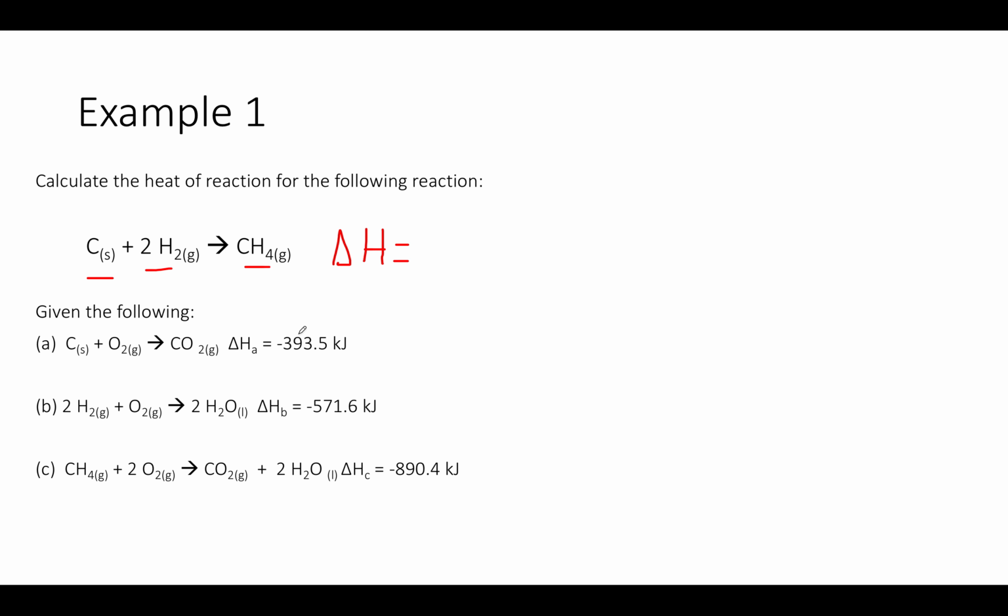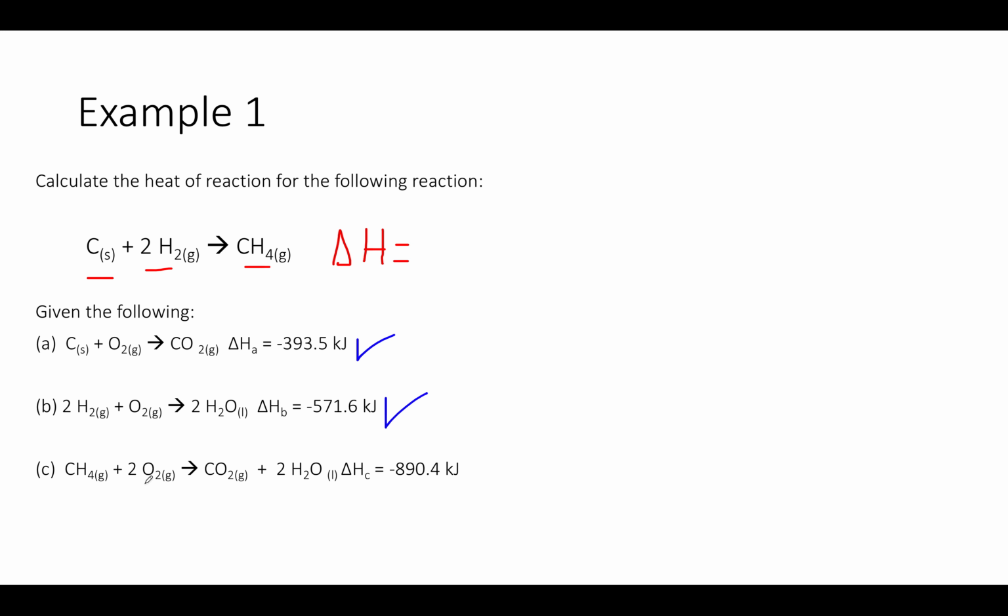Now we may have byproducts or products or reactants that cancel, and we're not going to worry about those. We're just concerning ourselves with these three compounds and elements. So let's check our first one. We have carbon plus oxygen gas gives us carbon dioxide. So we're just concerned with carbon, and it is on the reactant side, so that's good. Here we have 2 moles of hydrogen gas plus a mole of oxygen gas gives us 2 moles of liquid water. We're concerned with the hydrogen, and it's on the right side, so that's good.